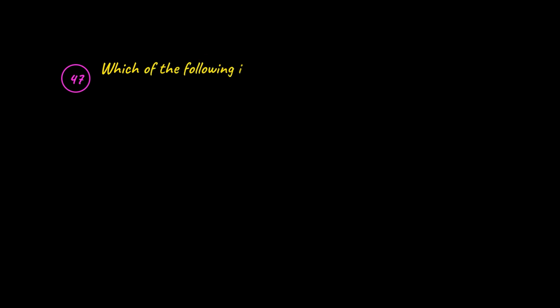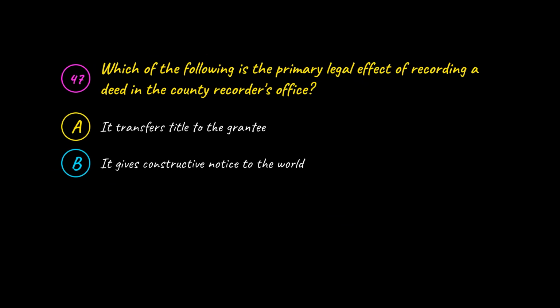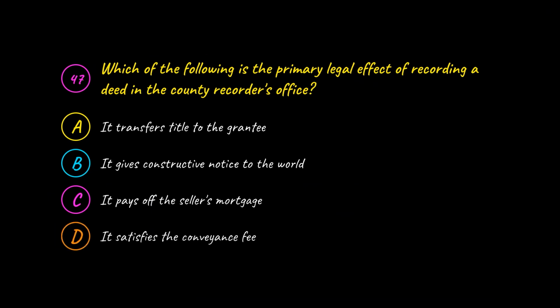Question 47. Which of the following is the primary legal effect of recording a deed in the county recorder's office? Your options are: A. It transfers title to the grantee. B. It gives constructive notice to the world. C. It pays off the seller's mortgage. D. It satisfies the conveyance fee. Don't overthink it. Which one feels right?